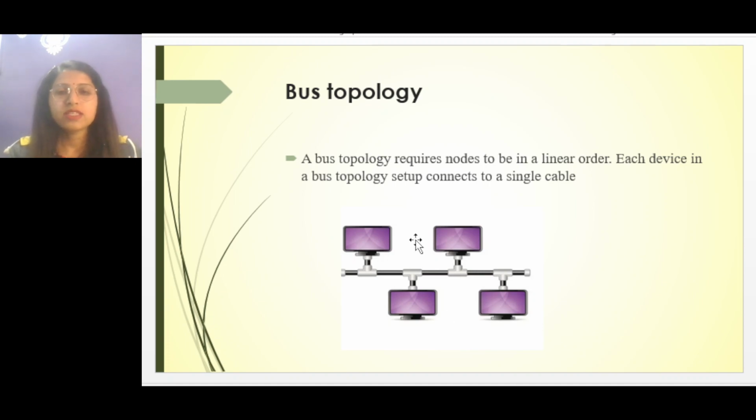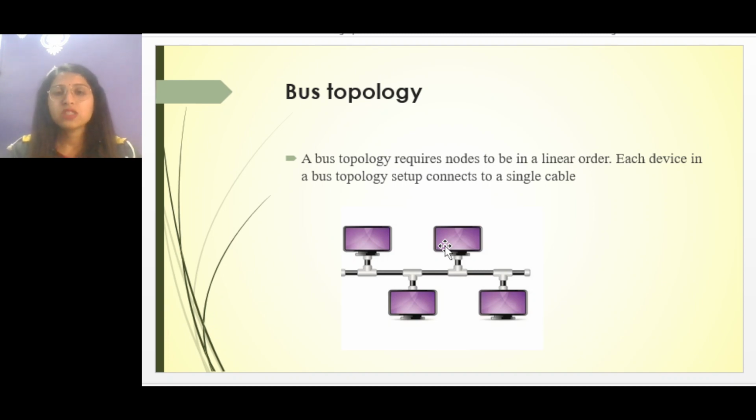If this sender wants to send the data to this computer, the data will be sent to each and every system. Each and every system in the bus topology will get the message because there is no kind of filtering, but each system will see that the destination address is not for this computer, so they will discard this message. I hope that you have understood about the bus topology.